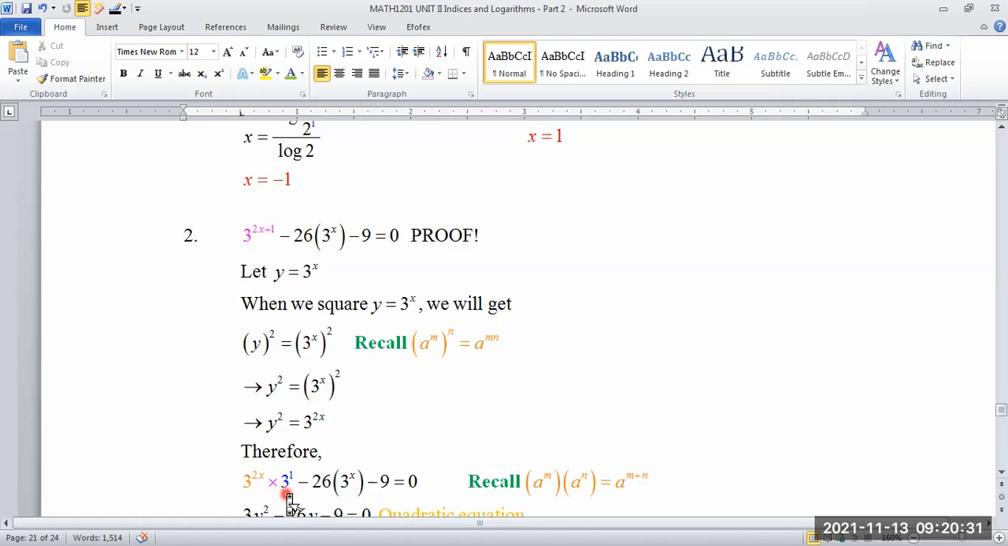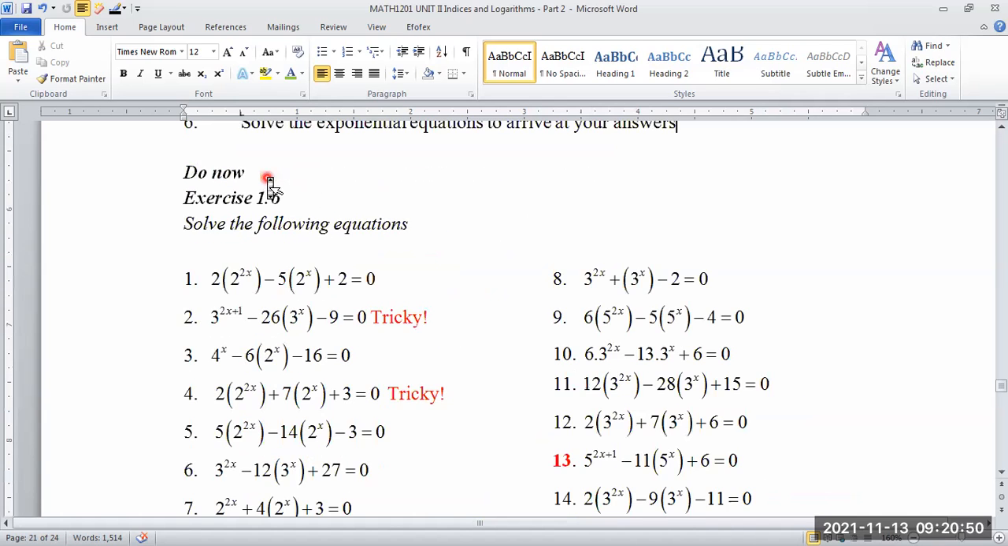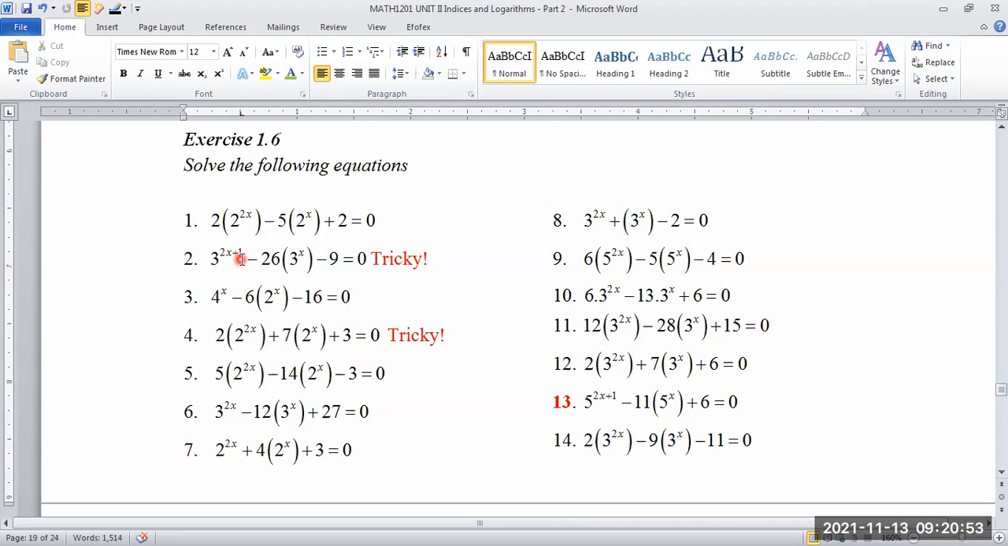So when you do your substitution, this is going to be y squared. So we end up with 3y squared minus 26y minus 9, which is this quadratic equation. But really and truly, this is the same, smaller and bigger. It's just that this bigger one here, you have to break up first. This is one example of the bigger one you have to break up first. This is another example of the bigger one that you have to break up first. So really and truly it is a smaller and a bigger.